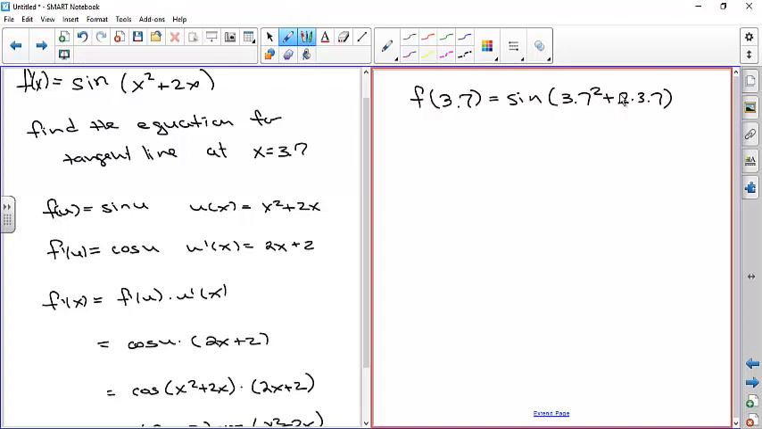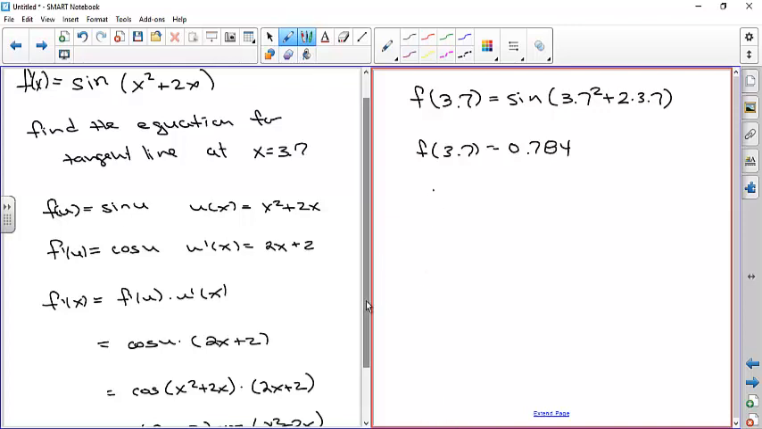Okay, so what do we get here? Make sure I'm in the right mode, which I'm not, because I've been doing physics. Okay, so the sine of 3.7 squared plus 2 times 3.7 is just 0.784. So that's the value of the function.